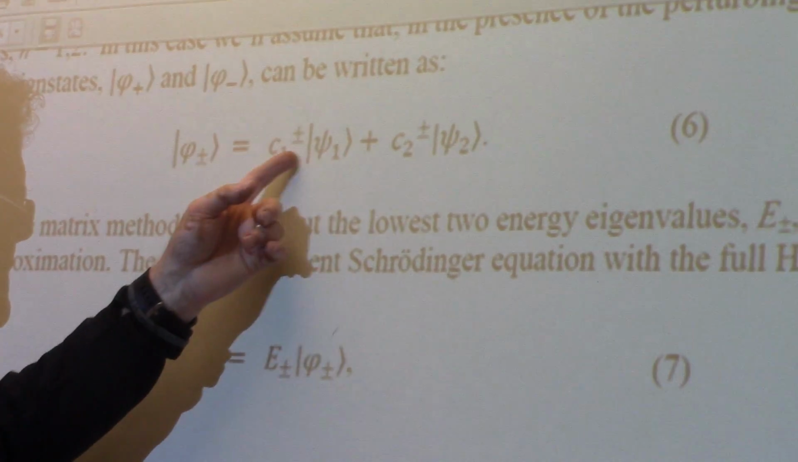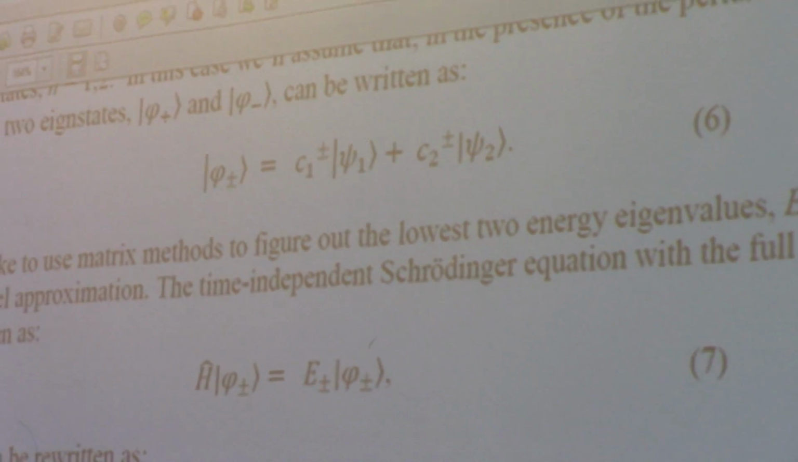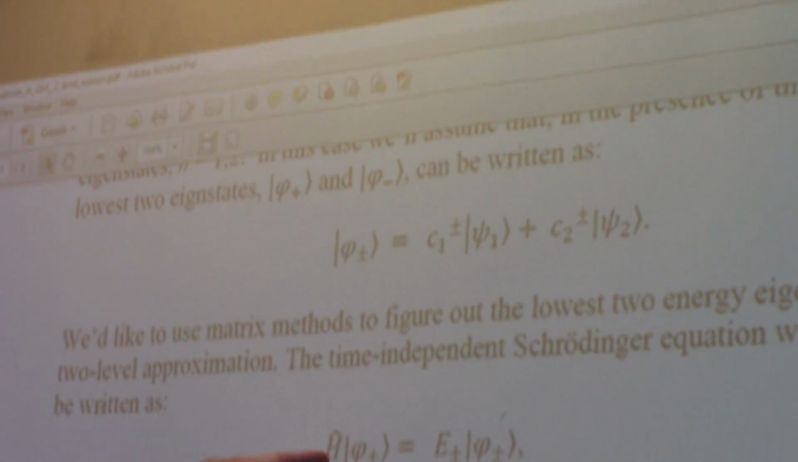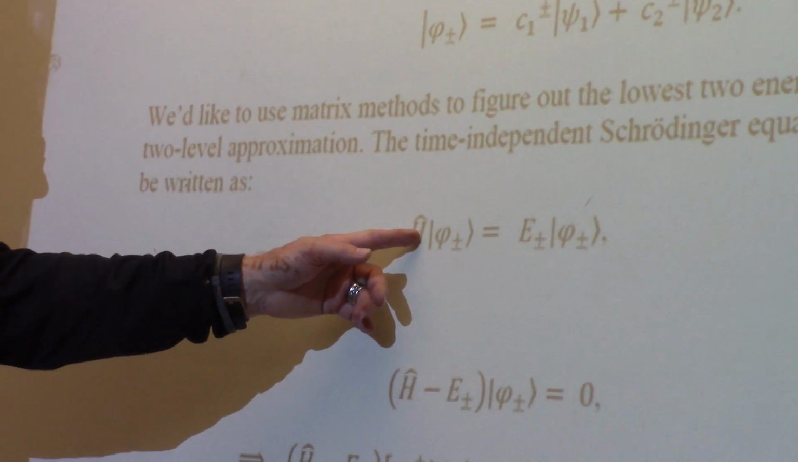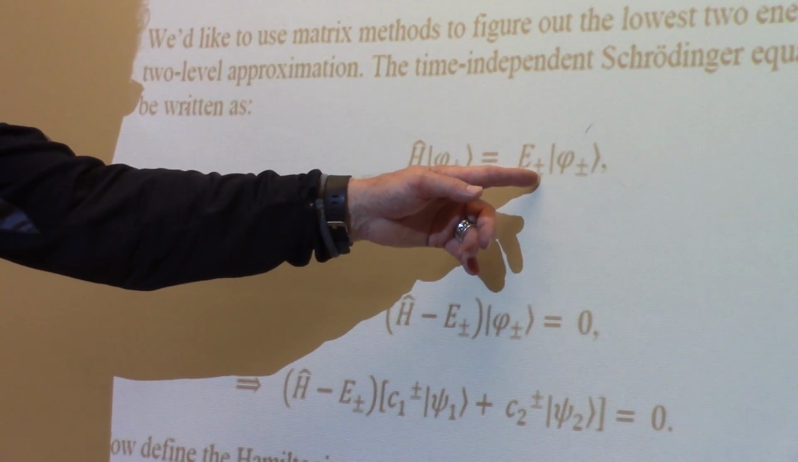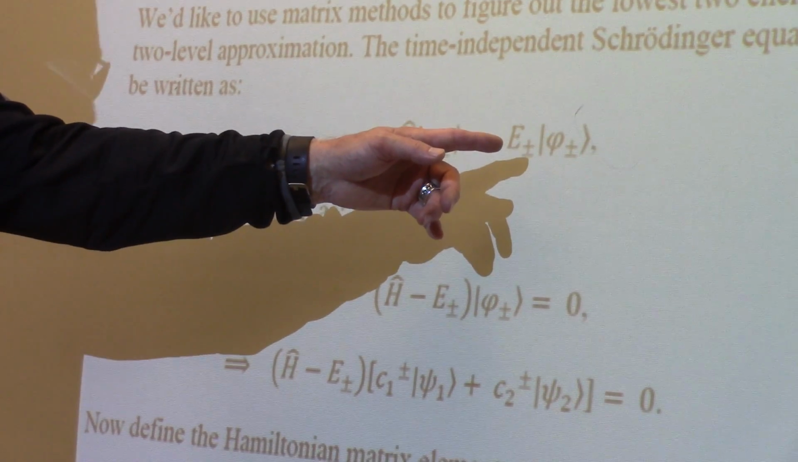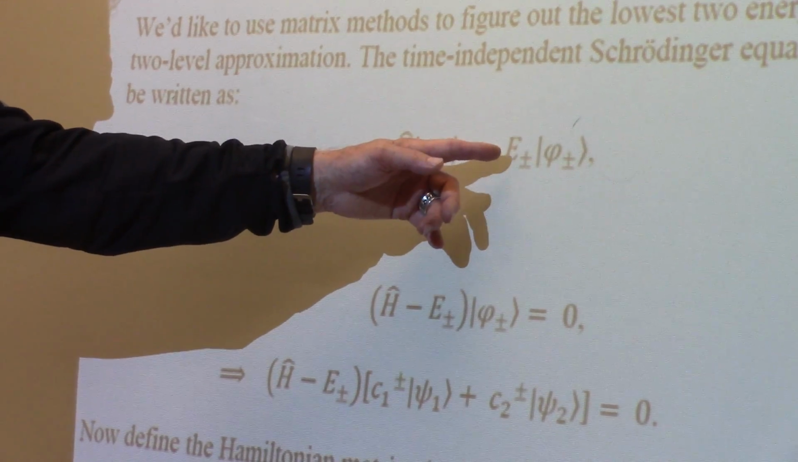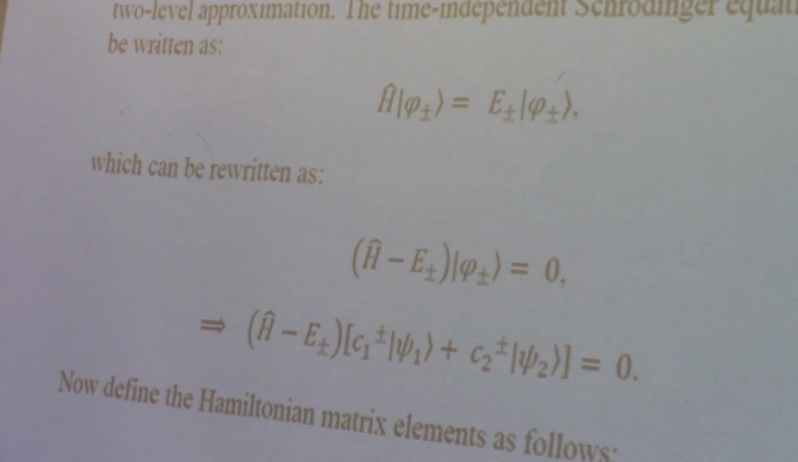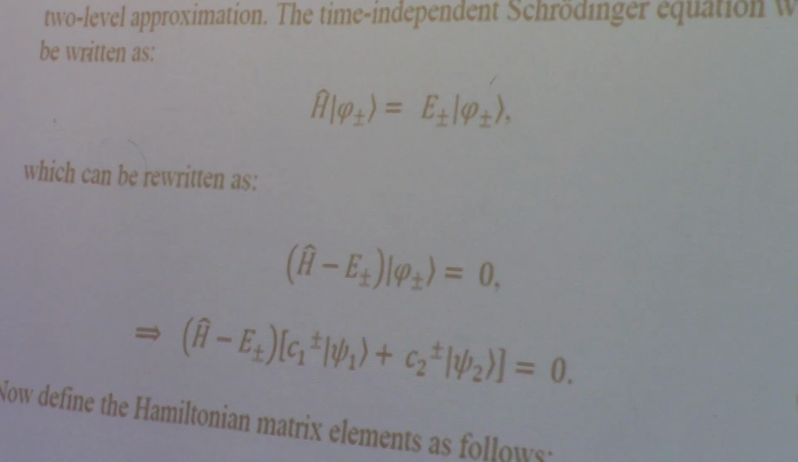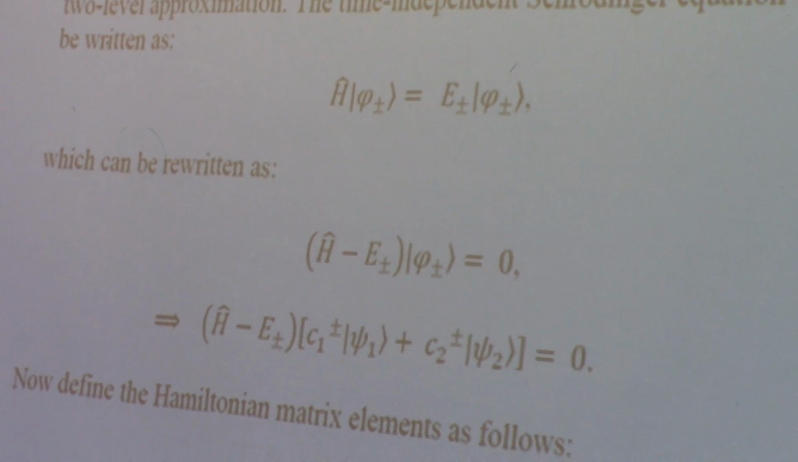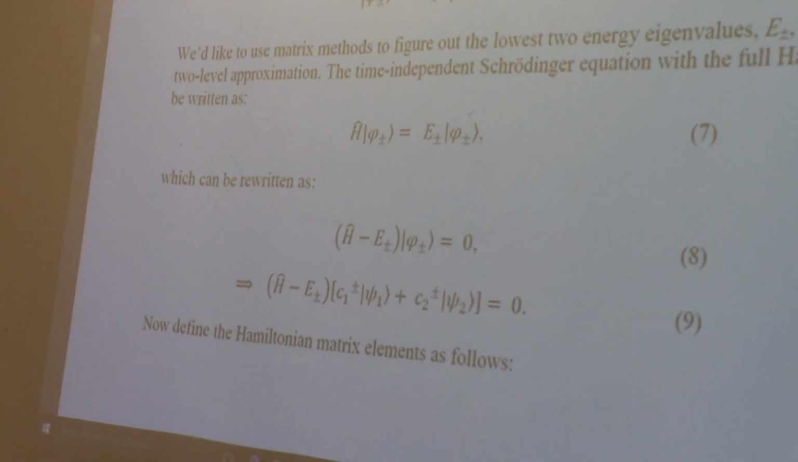So we don't know yet what these coefficients are. And now the idea is that the full Hamiltonian, H naught plus H prime, operating on these guys, should give new energy eigenvalues, which I give some new labels, E plus and E minus. They'll somehow be related to the old energy eigenvalues, E1 and E2. And so now we do a bit of algebra.